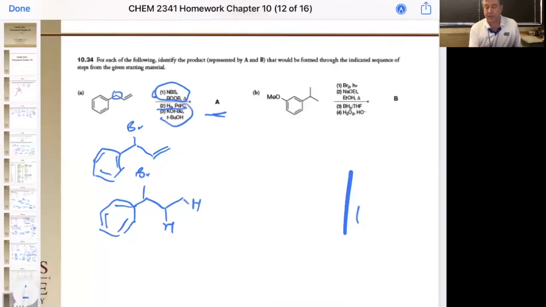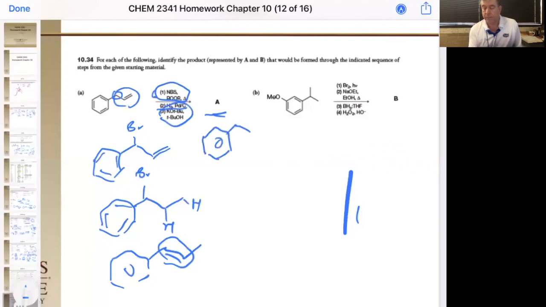So then we're adding t-butoxide. So we're going to go ahead and turn it into a double bond. So what we've done is we moved our double bond from this outside position to this inside position, making it more stable. And it's probably going to be the trans alkene. So our A product is this trans alkene.